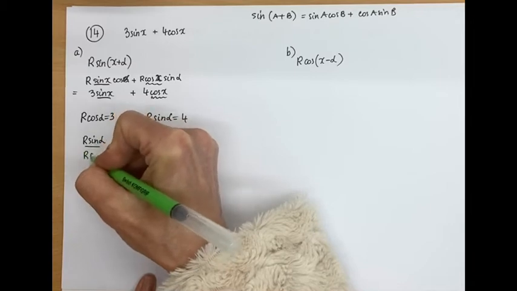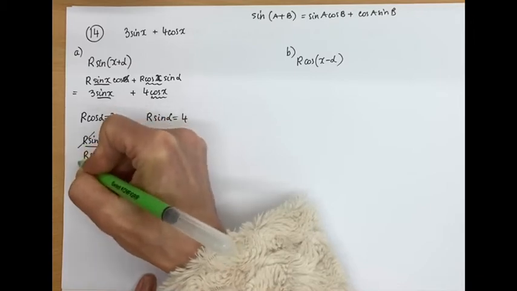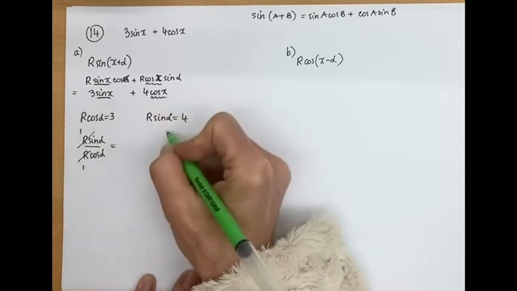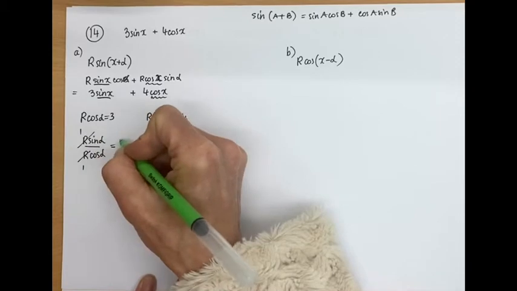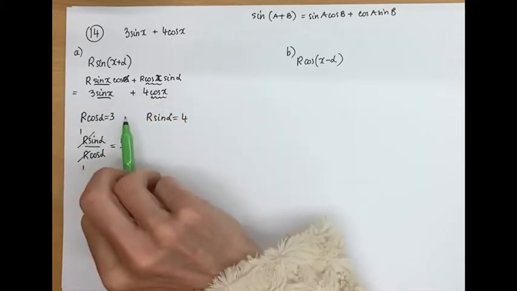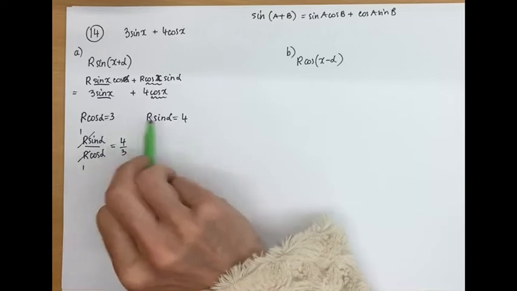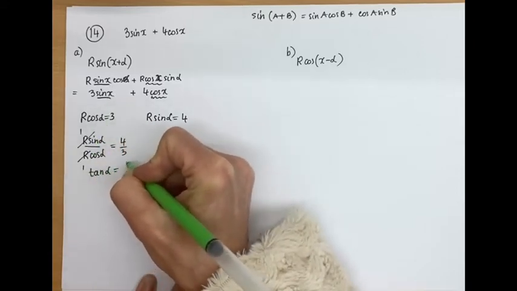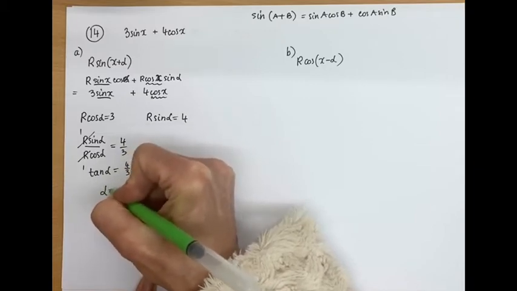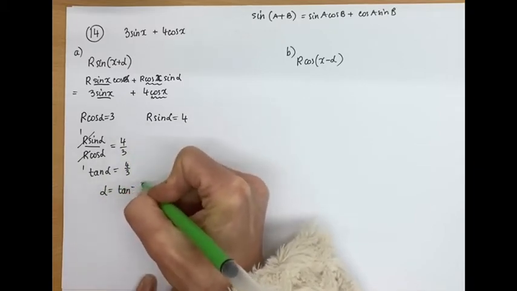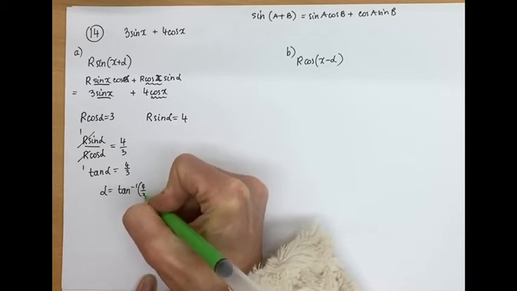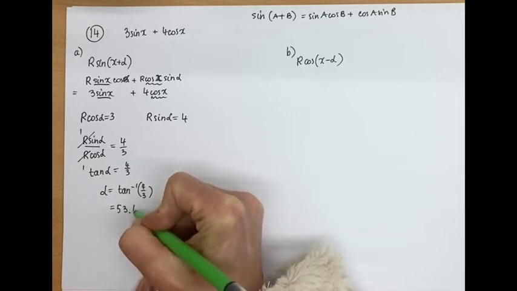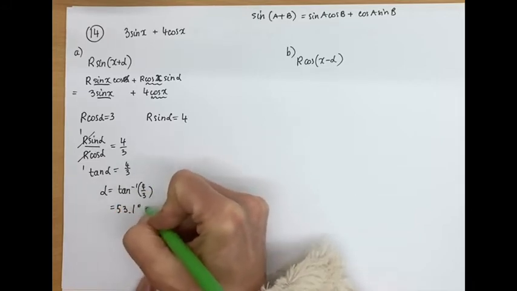That clearly cancels, and you've got 1 sine alpha over 1 cos alpha. But what have I divided? Well, 4 divided by 3. A common mistake, when you do it quickly, is not to check and accidentally do 3 divided by 4, and that would obviously not gain you the correct marks. So that's 4/3. So alpha is tan inverse of 4/3. We are in degrees, because you could be in radians, and that is 53.3 degrees to 1 decimal place.